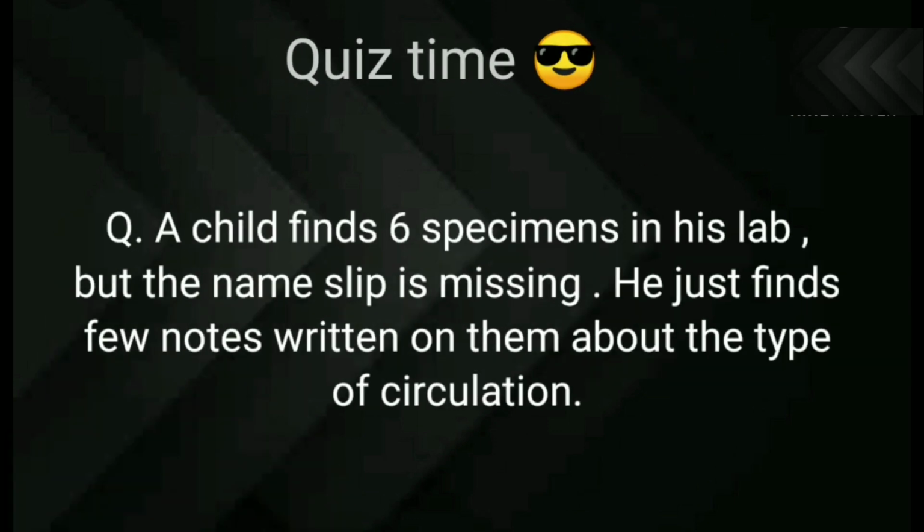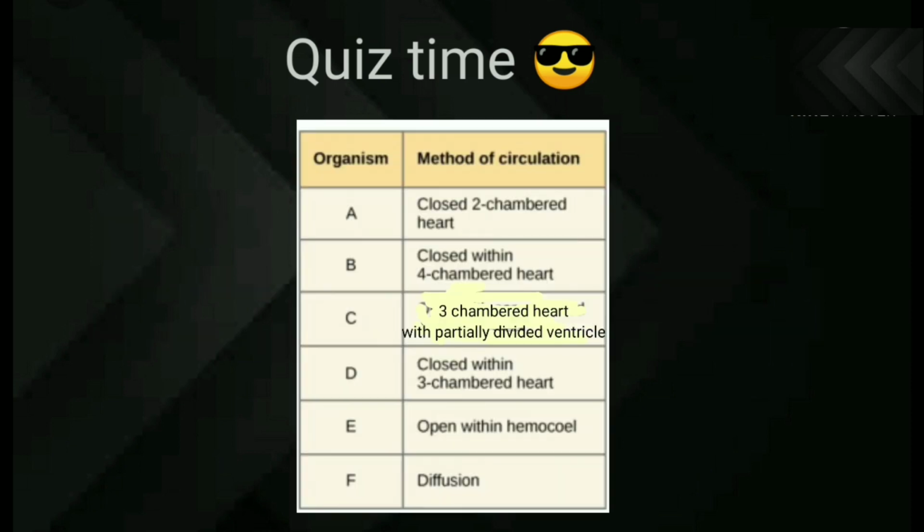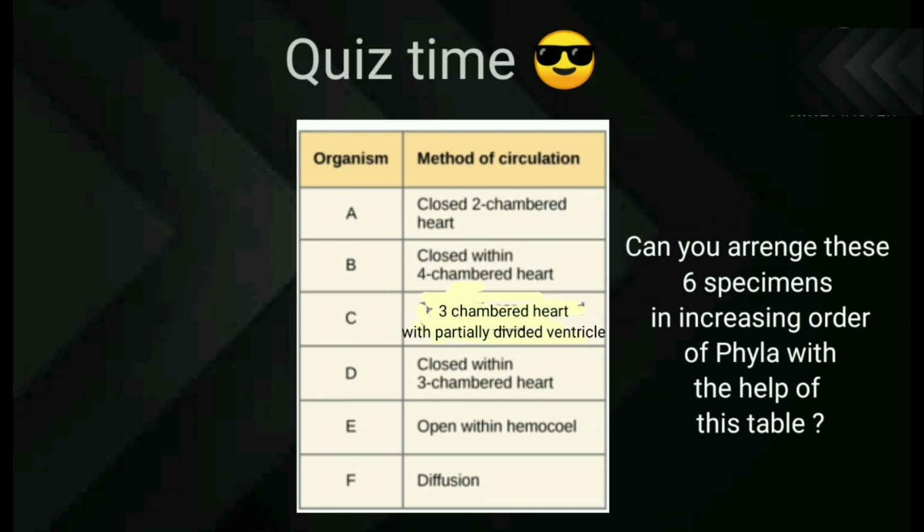There is a child who goes into the lab and he finds 6 specimens. But the problem is, the names of the specimens are missing. There are only a few notes written about their circulatory system. So I am sharing this pic with you where you find that the child names these organisms as A, B, C, D, E, and F, and also writes the note about the method of circulation. By going through this table, can you take the hint from the method of circulation and arrange them in the increasing order of development or increasing order of evolution? That is, which organism evolved first, then how it developed into the next level.